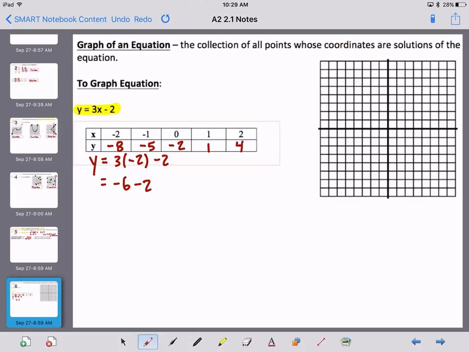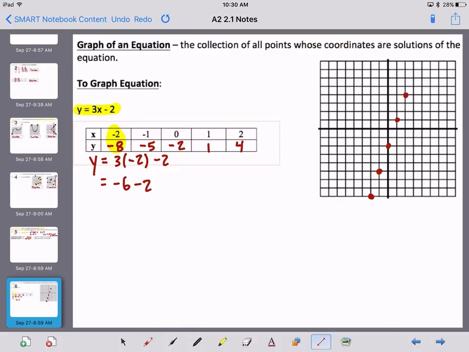Now that you have those inputs and outputs all filled into your XY table, we just have to graph those. So our first ordered pair, (negative 2, negative 8), we're going to go to our origin, go 2 left, and down 8. So your first point will be way down there. Negative 1, negative 5, go left 1, down 5. 0, negative 2, over 0, down 2. (1, 1), right 1, up 1, and (2, 4), right 2, up 4.